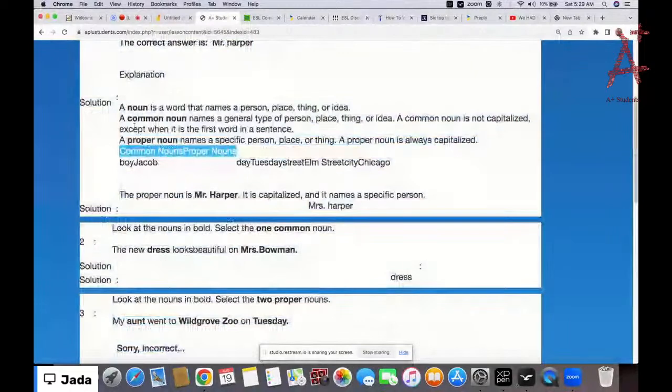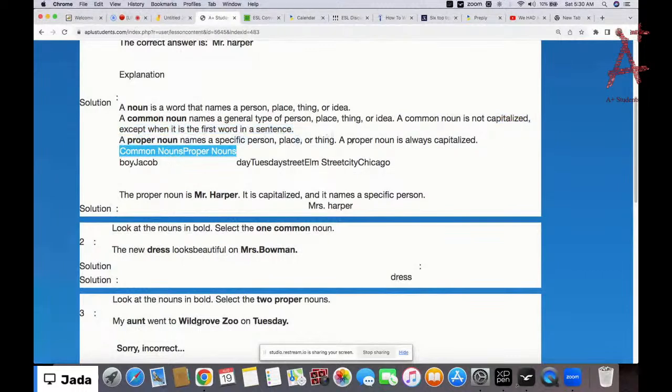So what is the common noun? The common noun names a general type of person, place, thing, or idea. A common noun is not capitalized except when it is the first word in a sentence. So you all note the common noun is not capitalized. That means they don't put it in capital letter unless it's the first word in a sentence.